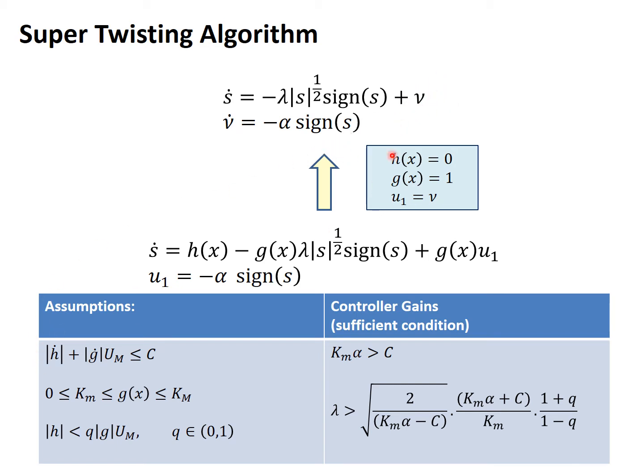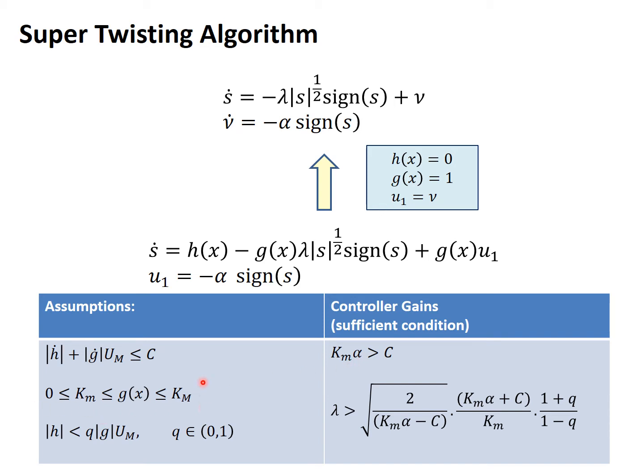So in the assumption side, Hx being 0 means H dot is also 0, Hx is a constant 0, Gx is also a constant 1, so G dot is also 0. That means we simply need C to be more than 0, a positive number, nothing else. In the gain conditions, km alpha greater than C, since km is already a positive number, alpha simply needs to be a positive number, that's all.